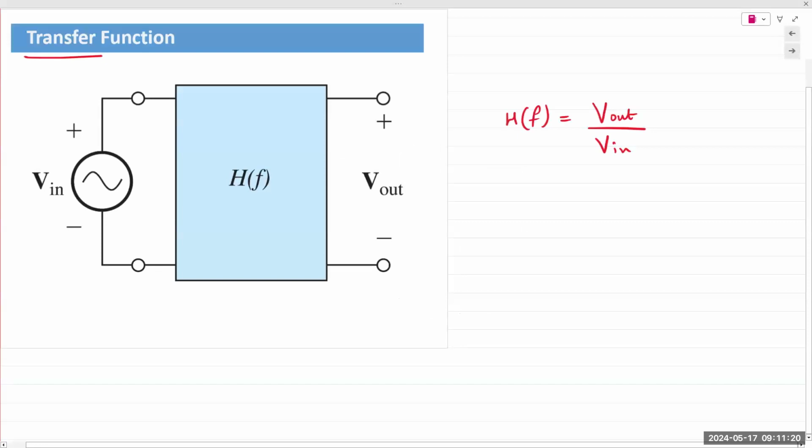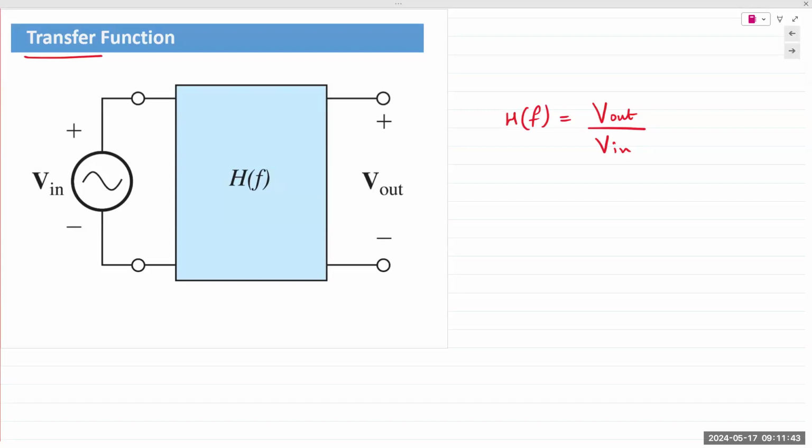Brief recap. Transfer function describes the working of a circuit. We don't know what is inside the circuit. We don't really care how it does it. We only want to know what it does. And that is what the transfer function describes. It literally just states how the input is being transferred to the output.